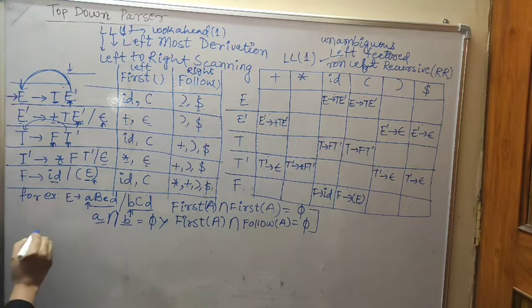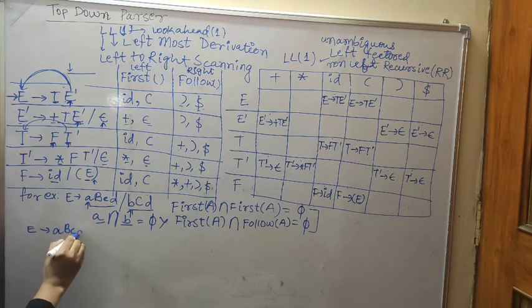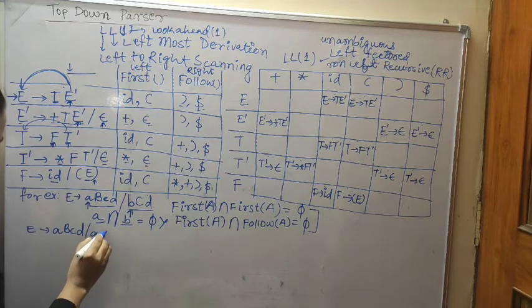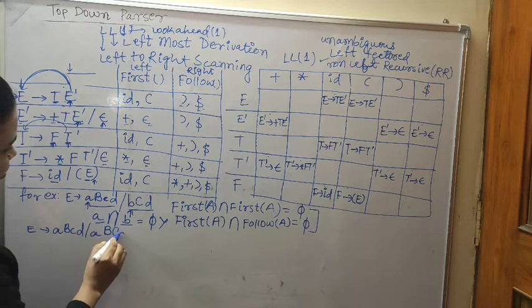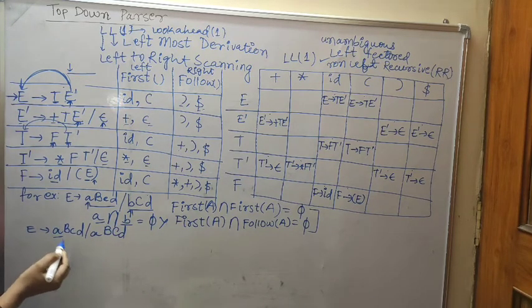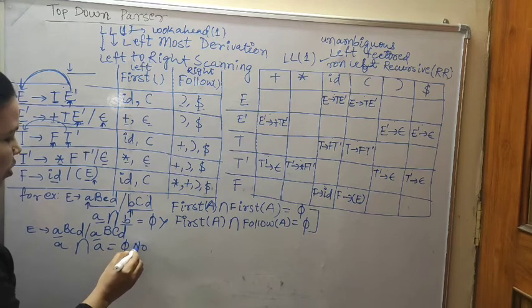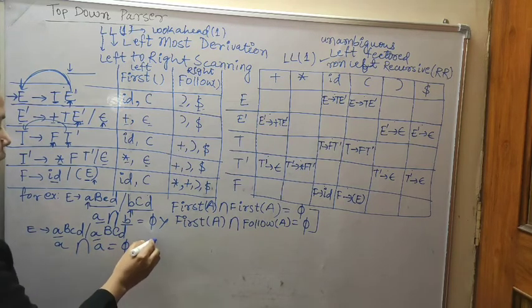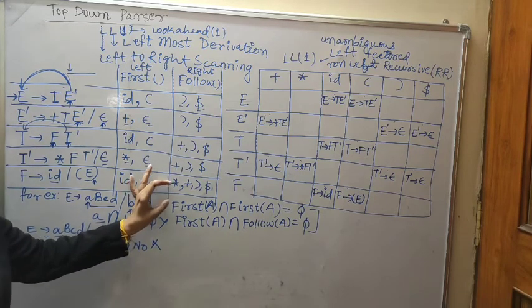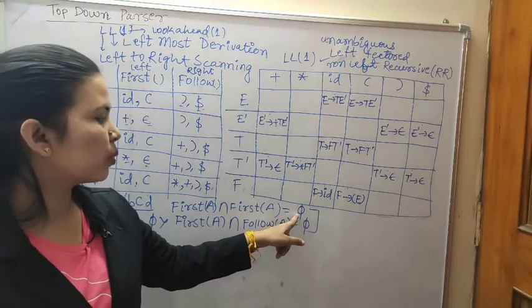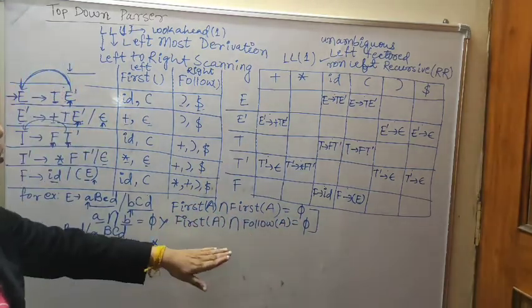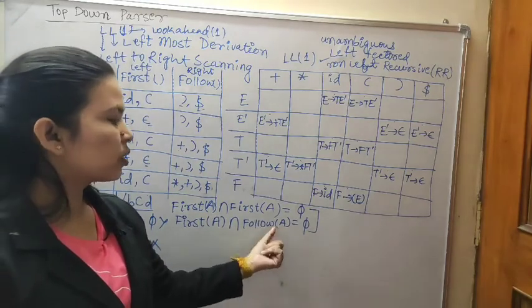I am taking another example. Suppose E goes to A B C D, and again A B C D. Then first of A intersection first of A equals null? No. So this grammar is definitely not an LL1 grammar. Understood? That is where we follow first of A intersection first of A equals null. And at which time will we follow first of A intersection follow of A?